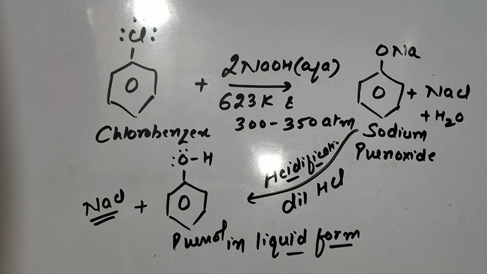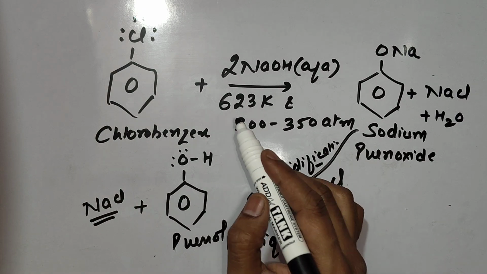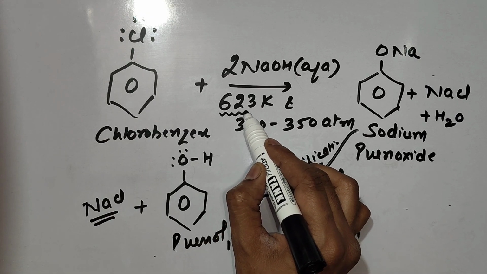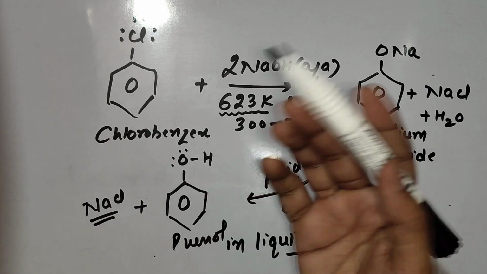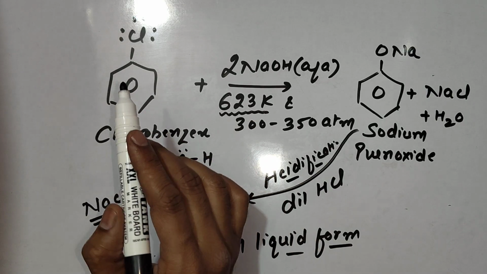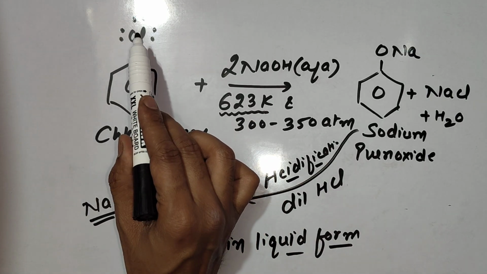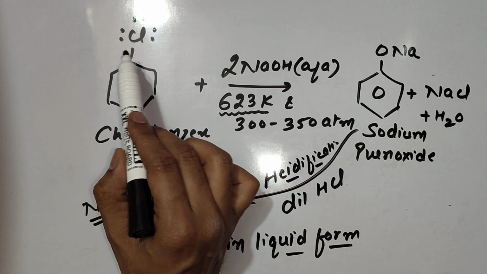Now, because the mechanism is not in our syllabus, we definitely require a trick to understand it. So one very easy trick we can tell you. First of all, let me tell you about this condition, why we required such hard conditions, 623 Kelvin, so much high temperature we required here, because you can check in this reaction, you have to break the bond between carbon and chlorine, this bond.